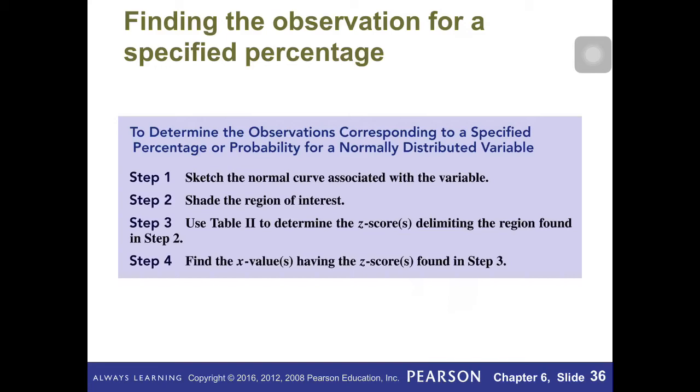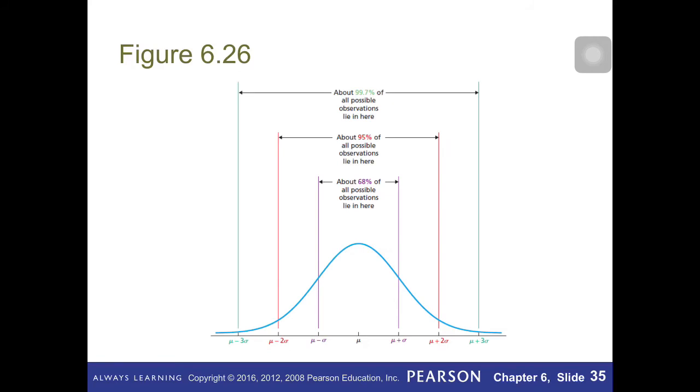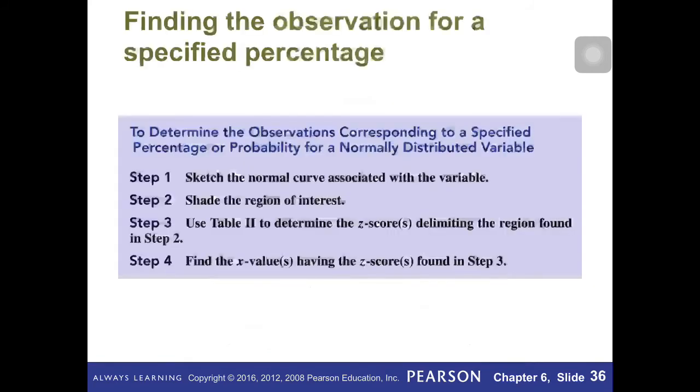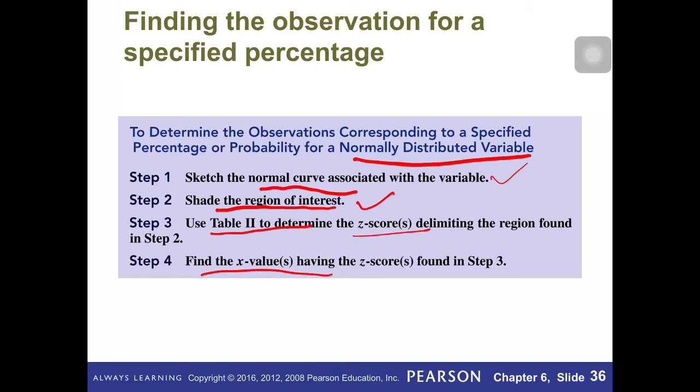Actually sometimes some problems mention this idea so that you can directly use this percentage to get the solution. So determine the observations corresponding to a specified percentage or probability for a near normally distributed variable. Sketch the normal curve, shade the region of interest. I told you to do that. Use table 2 to find the Z score and find the X value having that Z score. Okay, let's see.